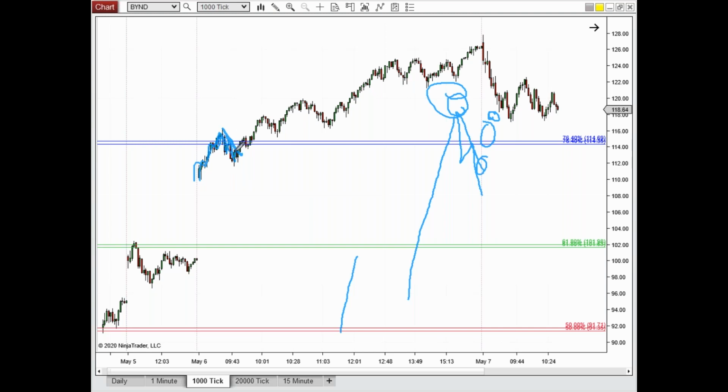Two-wave pullback in here, channel break, check mark. So these are what we would call core smaller setups. And then you got a two-wave move up. So another bigger correction, another move up. Once you've got those two corrections in a row, you're more likely to get a longer correction. Then you get another check mark, another move up. So those were some of the early morning continuation plays that you can look for.